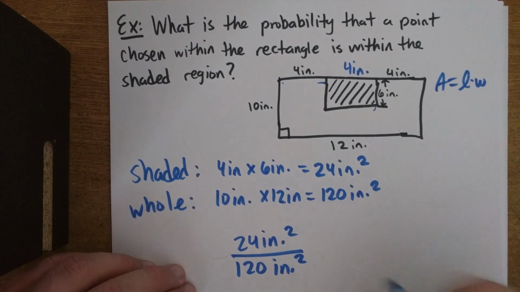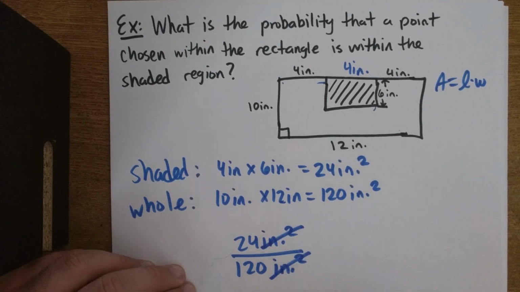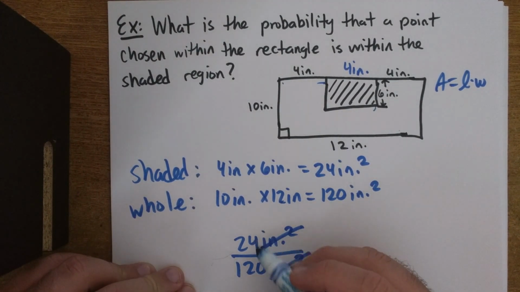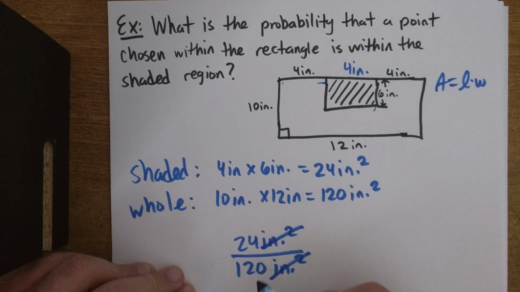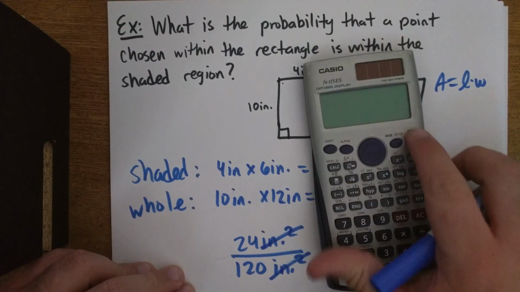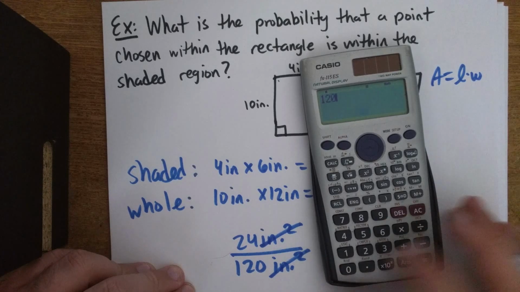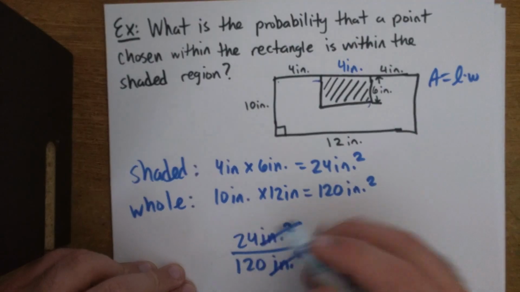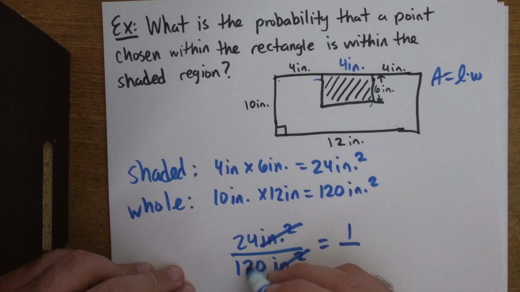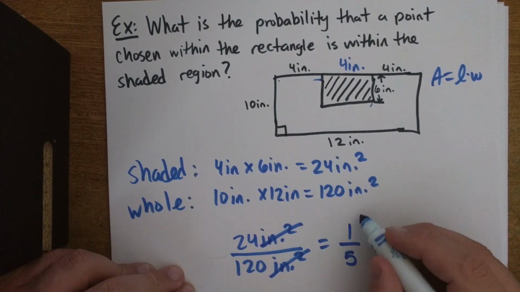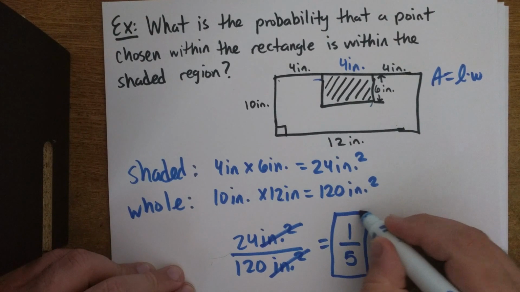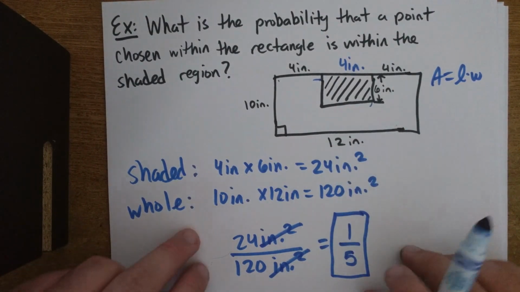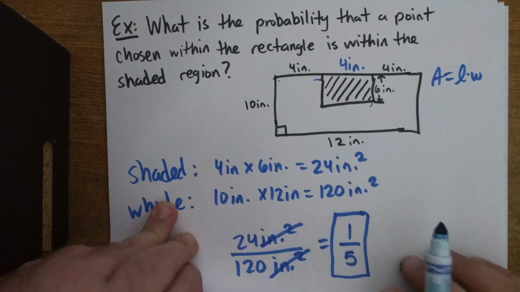And we just reduce fractions like we know to. The inches squareds will reduce. They're gone. 24 and 120. Actually, 24 goes into 120, and I'll prove it to you because you may not believe me. Goes in there 5 times. So 24 goes into 24 one time. 24 goes into 120 5 times. So there's a 1 in 5 chance on this figure, which obviously is not drawn to scale at all, would land within the shaded region.